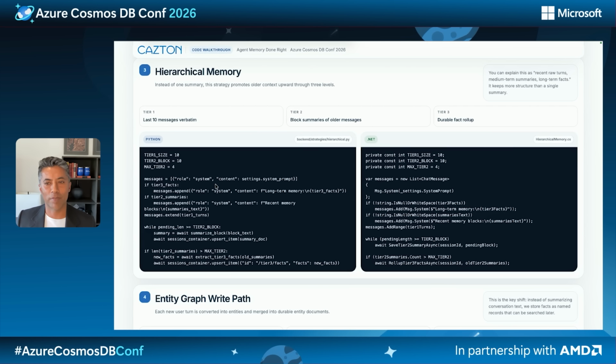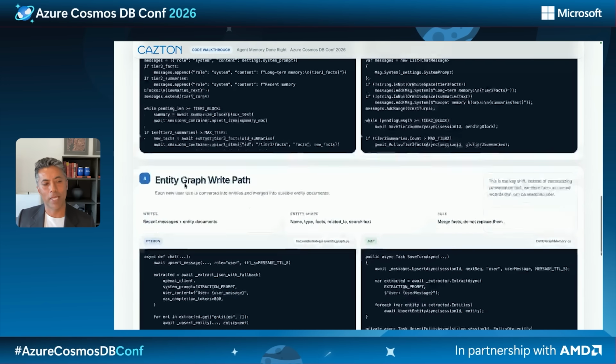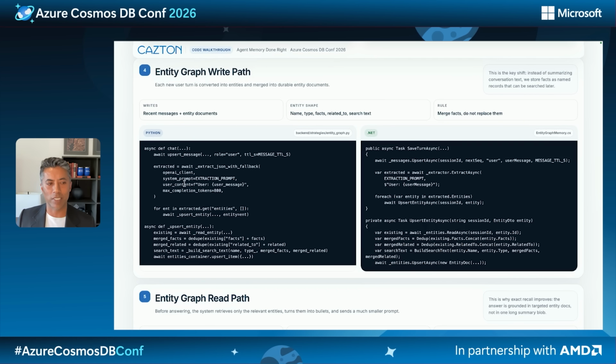And then you've got the hierarchical memory, and here is where all your tiers are. As you can see, here's your tier 1 size, your tier 2 block, and the max tier. Same for both Python as well as .NET. And then you've got the entity graph. This is actually really easy to produce because your entities and your embeddings are living together. One thing to remember is that this is exactly how we code anyway when we are programming, because we have the same exact objects. Now we just have a way to retrieve those objects and make them part of your LLM answer by giving it the context it needs to give you the response.